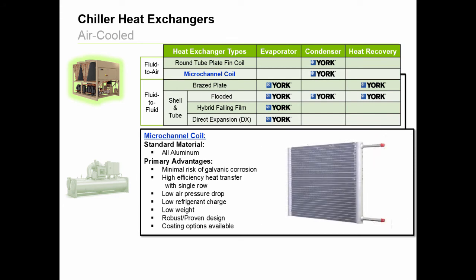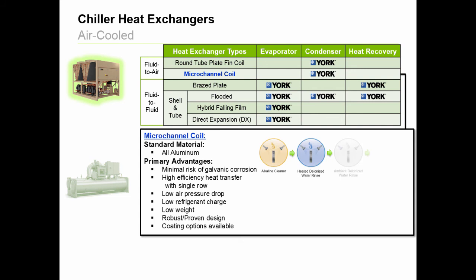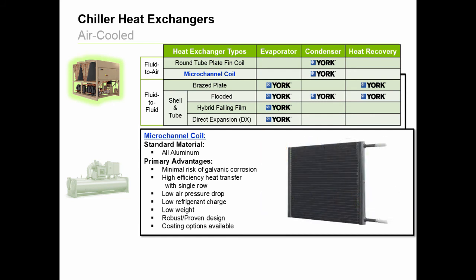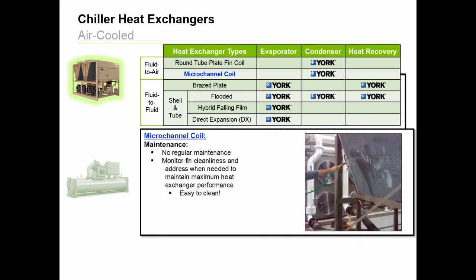Lastly, like round tube plate fin coils, microchannel coils have several coating options available, such as the previously mentioned electrostatic epoxy coating, which follows the process shown on the screen to get to the final coil. The E-coat, as it's commonly known, is a baked-on epoxy polymer which extends corrosion resistance up to 6,000 hours per ASTM ratings, all while maintaining premium heat transfer capabilities. Maintenance-wise, there are no regular requirements.